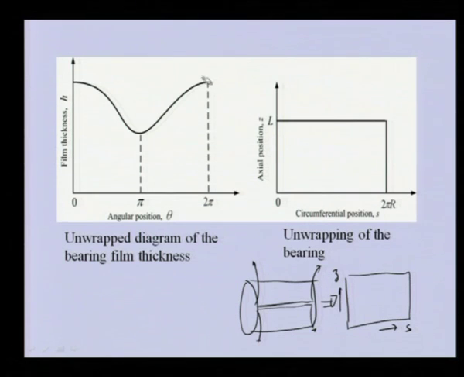So, basically this point and this point are at the same point, because after 2 pi these two will meet. So, this is the unwrapped film thickness, showing how it changes with the angular position. Now we will try to solve the Reynolds equation using the finite difference method in this region. Basically, we need to put various grids, and we will seek the solution of the pressure at various grids.